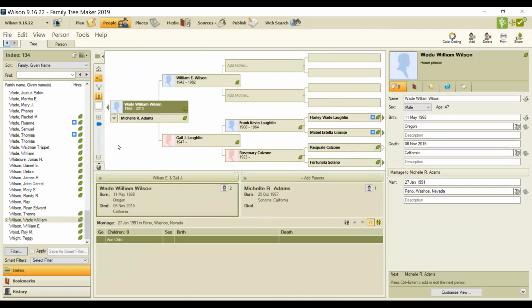Okay, so Wade Wilson is my grandson's father. And his father turns out to be an oopsie because he was adopted. And one of my current DNA analyses is trying to figure out who he really is. So we'll focus on Gail and her father and her mother and father.